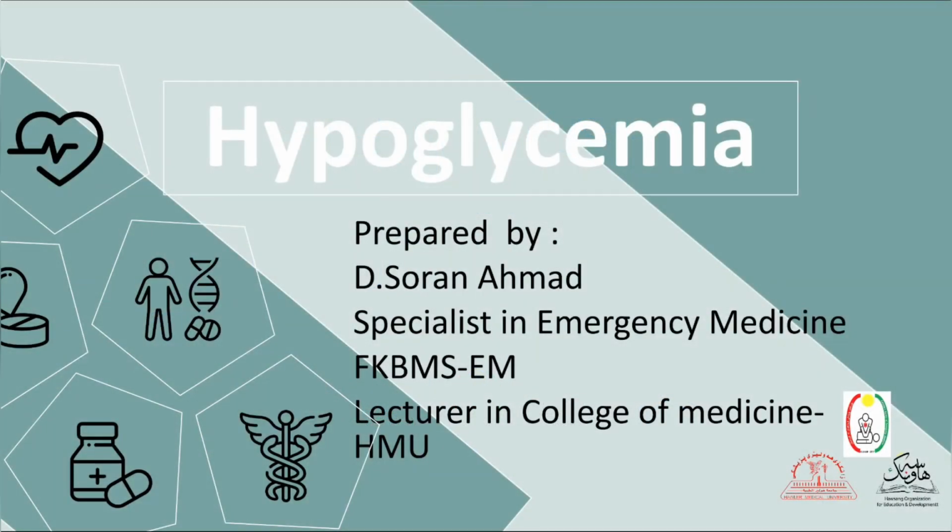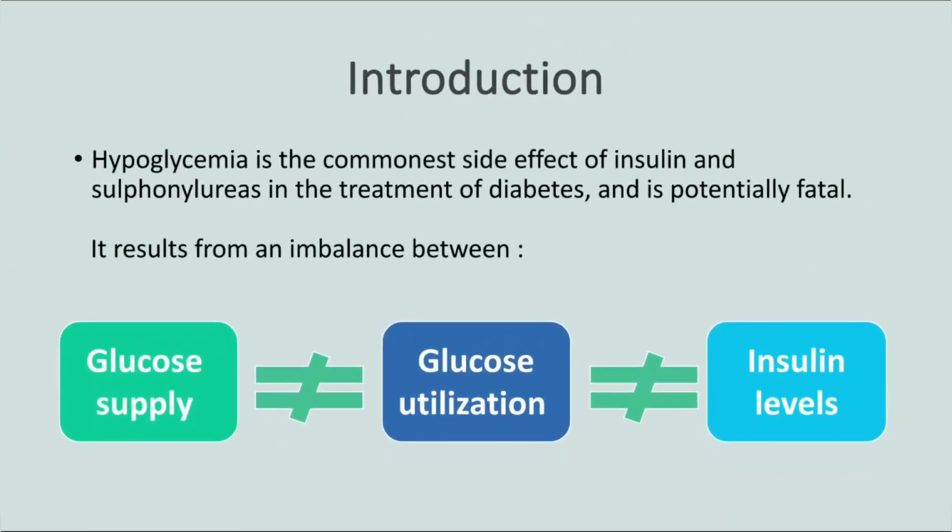Everyone, let's talk about hypoglycemia. Hypoglycemia means reduction of the glucose in the blood. It is the commonest side effect of insulin and sulfonylurea drugs, usually in the treatment of diabetic patients. It is a potentially fatal problem. In children, maybe a single tab of sulfonylurea might be fatal for a child.